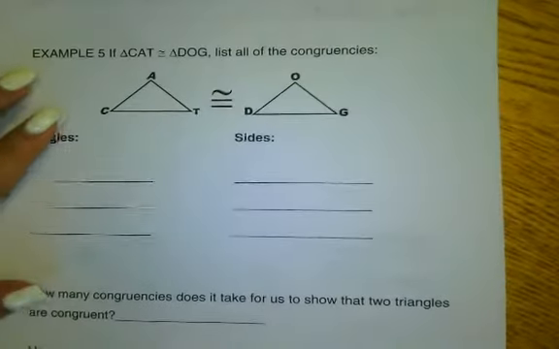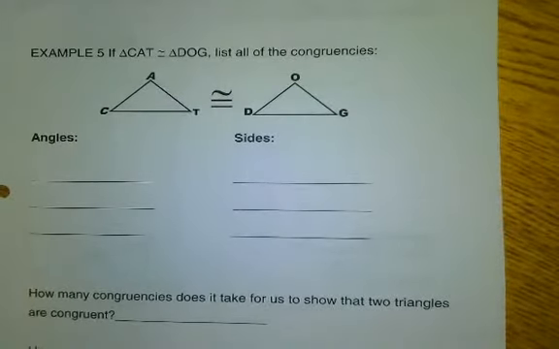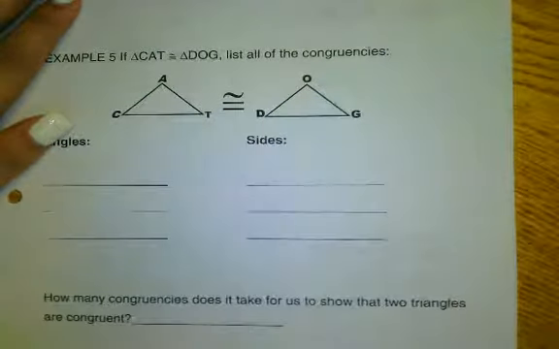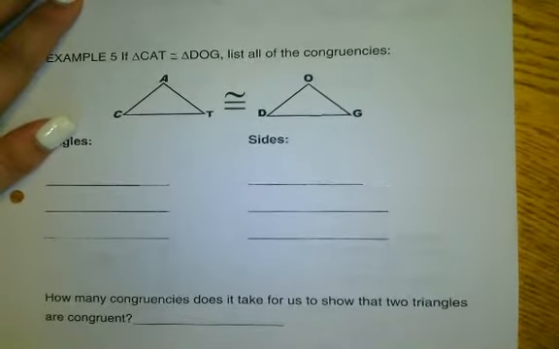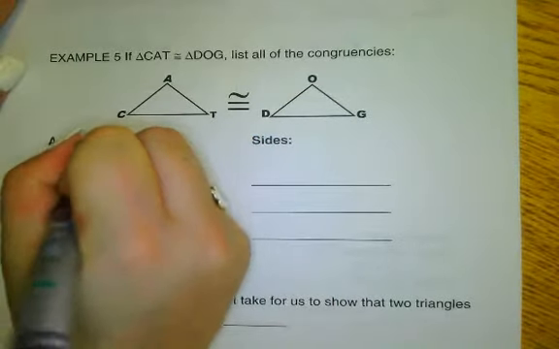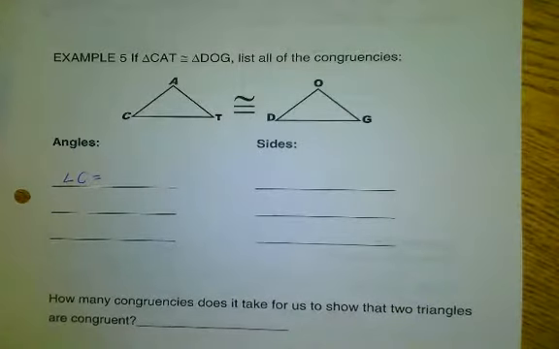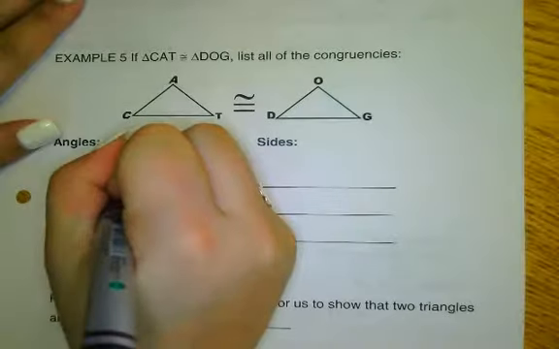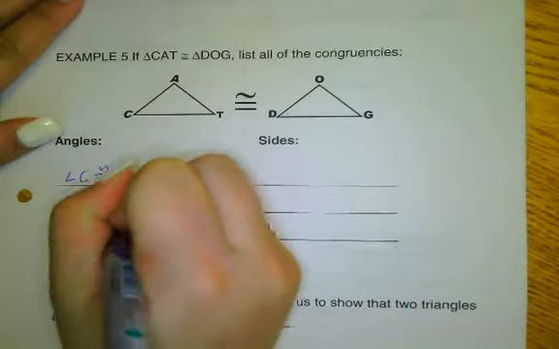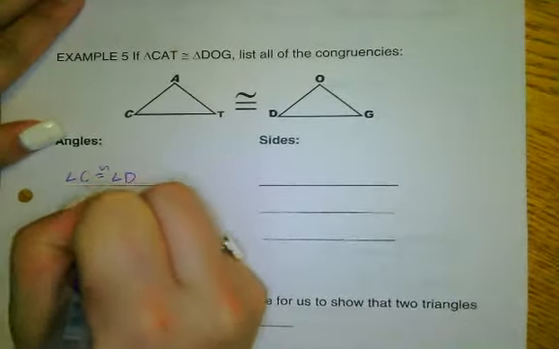Alright. Congruent triangles. So example 5. If triangle CAT is congruent to triangle DOG, list all the congruencies. Shh, Chris. So angle C would be congruent to what? Angle D. Angle A would be congruent to angle O. T would be congruent to G.